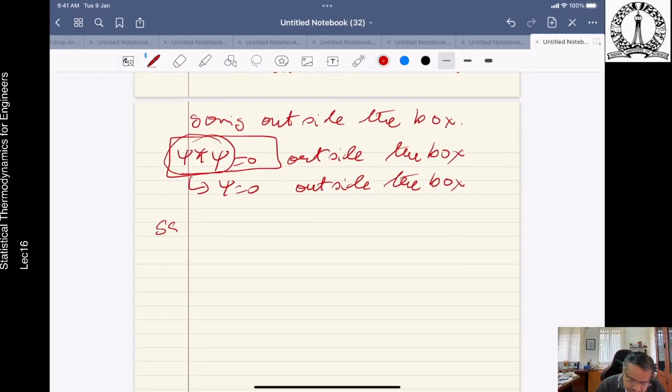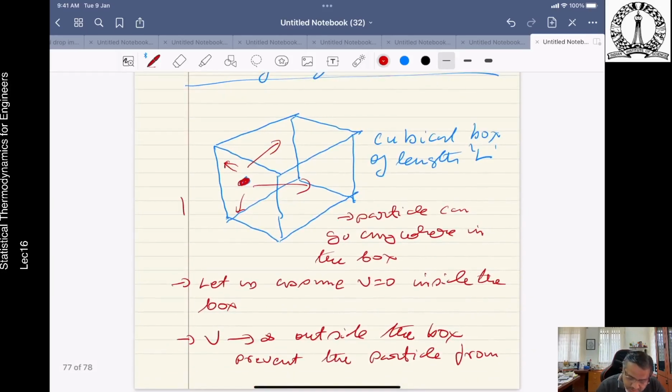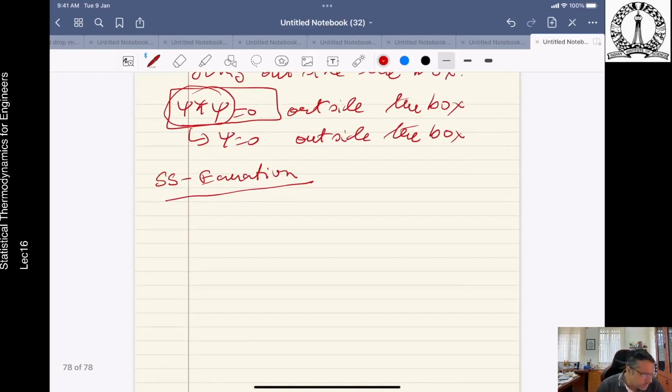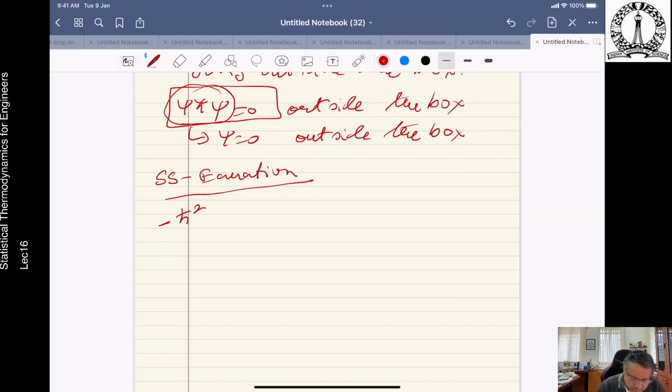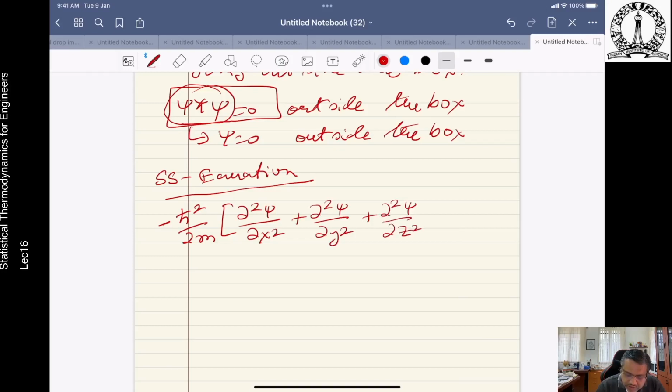So if we now assume the steady state equation, the Schrodinger's steady state equation, what we will get? There are 3 coordinates, remember, because this is a cuboidal system. So this should have x, y, z. This is minus h squared by 2m times the second derivatives in x, y, and z. This is the steady state version of the Schrodinger's wave equation.